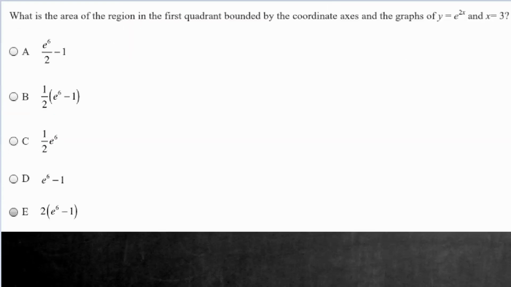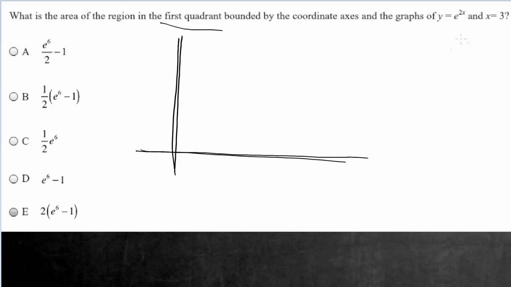All right, what is the area of the region in the first quadrant bound by the coordinate axes and the graphs of y equals e to the 2x and x equals 3? So let's graph that guy. First quadrant, coordinate axes means x equals 0, y equals 0. And the graphs of e to the 2x and x equals 3. So this point here would be 3 comma, I don't know that really matters, e to the 6.